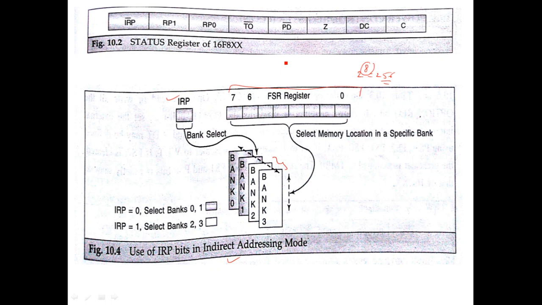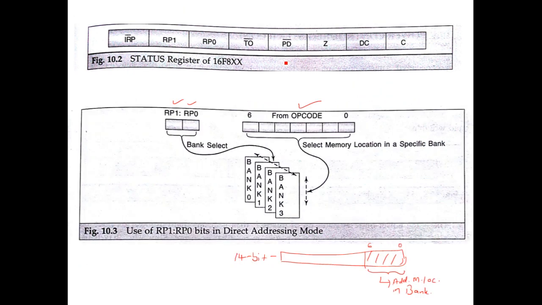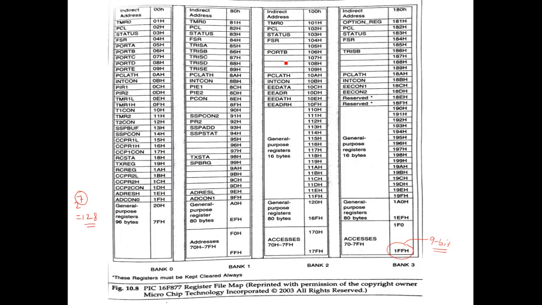Yes, sir. Okay, so this is similar to the technique used in the device 16F84 also. There also the FSR register is used to hold the address in indirect addressing mode. So that is what we have seen, direct and indirect addressing mode. Now let us go back to the register banks.